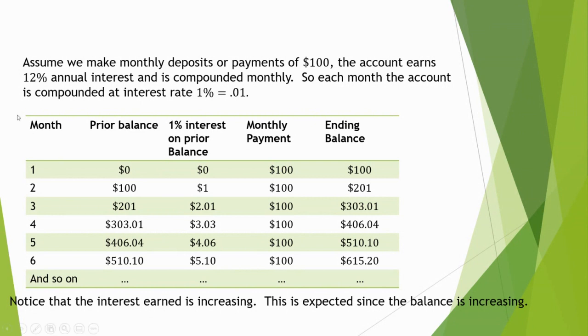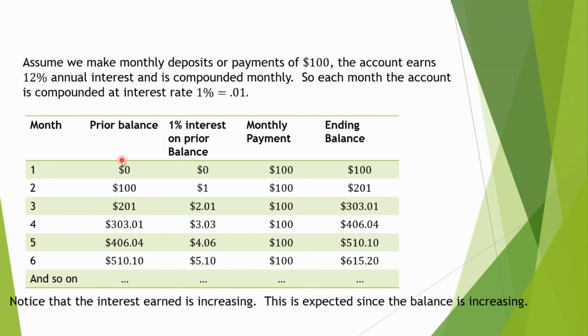But notice also that since the annual interest, the APR, is 12%, each month the compounding occurs at an interest rate of 1%. You'll see from the table what I mean by that, but basically each month 1% of the amount in there gets added on. Not 12%, 1% every month. The 12% is for the whole year.